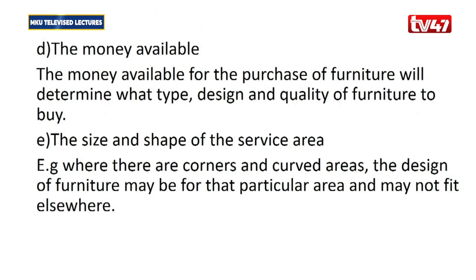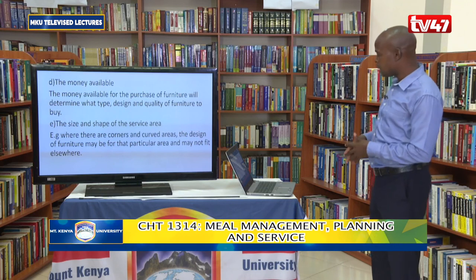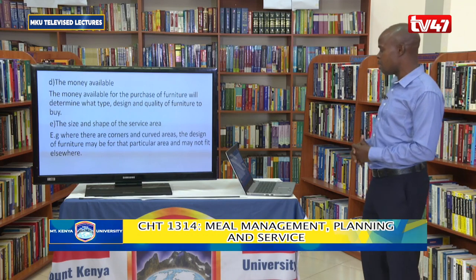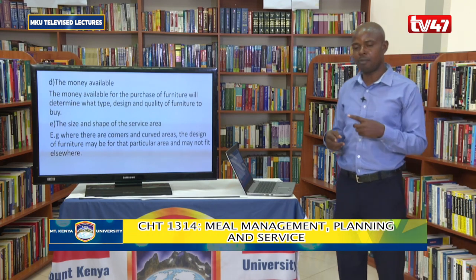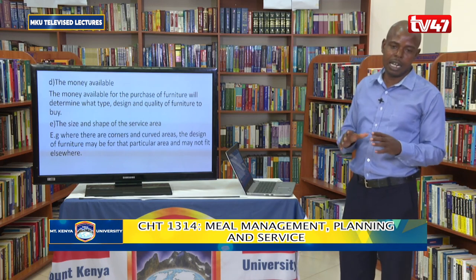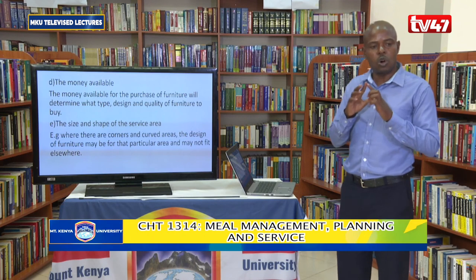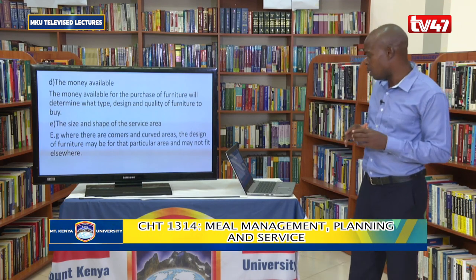The money available is important, to know how much you have that can be used to buy the furniture, so that you don't buy what you are not able to buy. You don't use what you don't have. And next is the size and the shape of the service area. It is important that where there are corners and curved areas, the design of the furniture may be for that particular area and may not fit elsewhere. That is what I have said, that when you are buying furniture, you must also know your service area. If it is at corners, then you need also to look at the furniture that will fit the area.